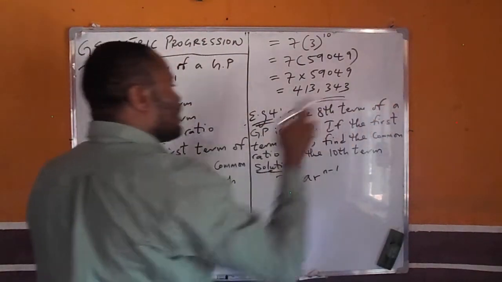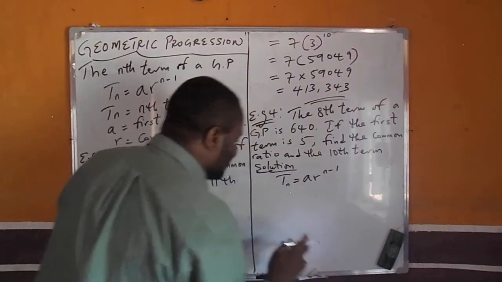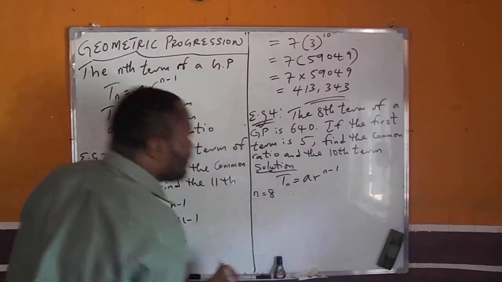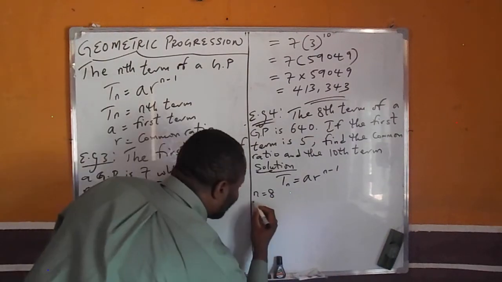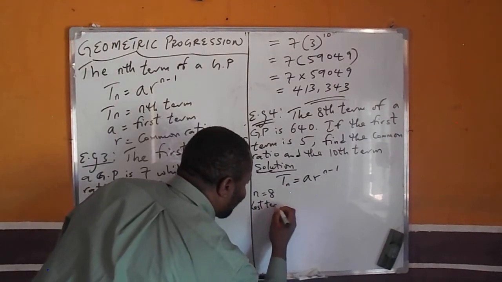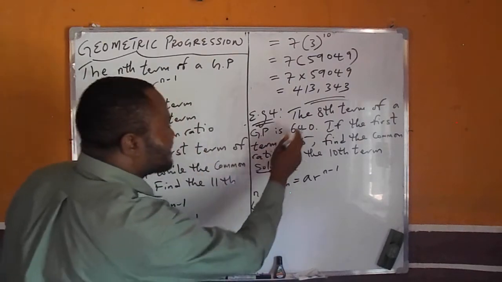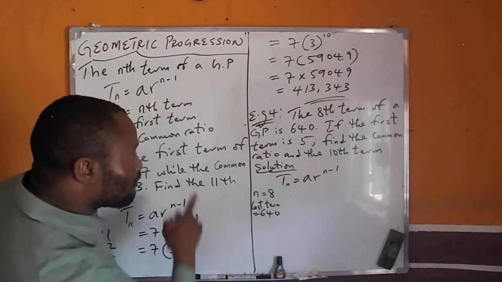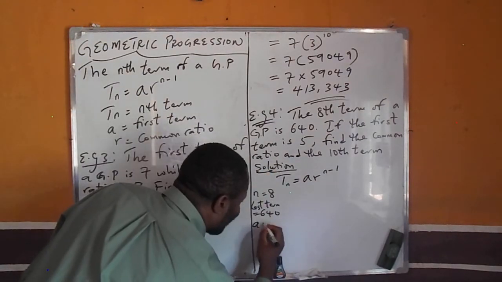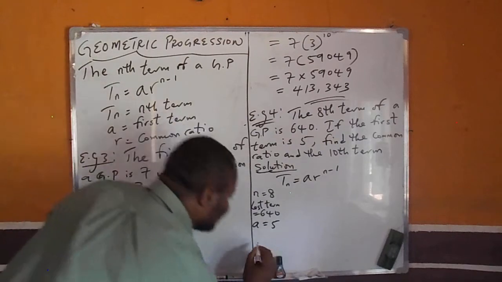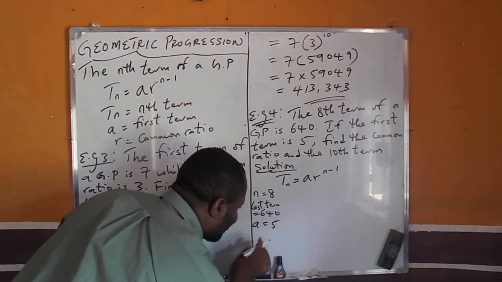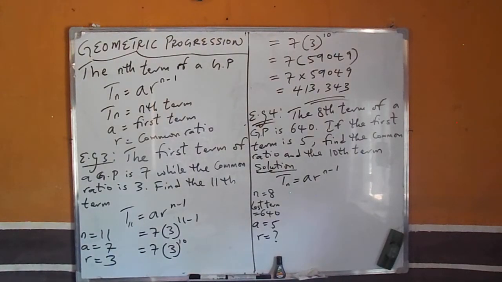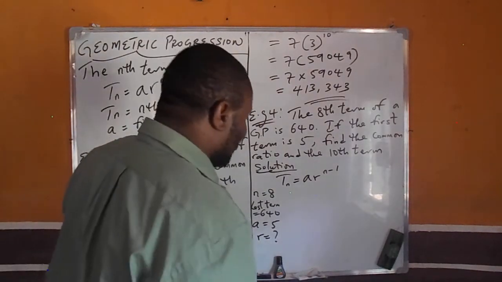The eighth term of a GP is 640. That means n equals 8, and the last term is 640. Then, if the first term is 5, A equals 5. Find the common ratio, which is R. In AP, we call it the common difference, but here we call it the common ratio.